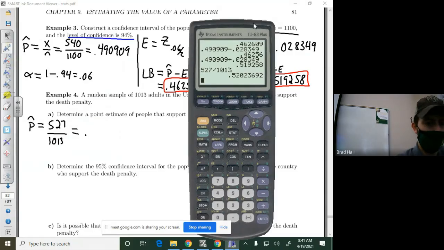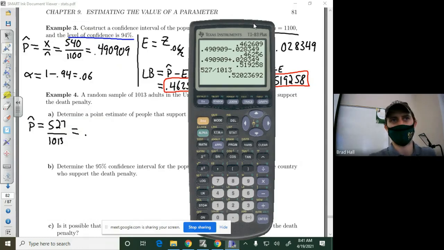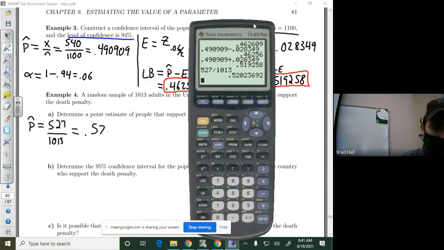I'll round this to 6 decimal places. Again, I don't want to round too early and risk losing precision for my final answer. 0.520237.